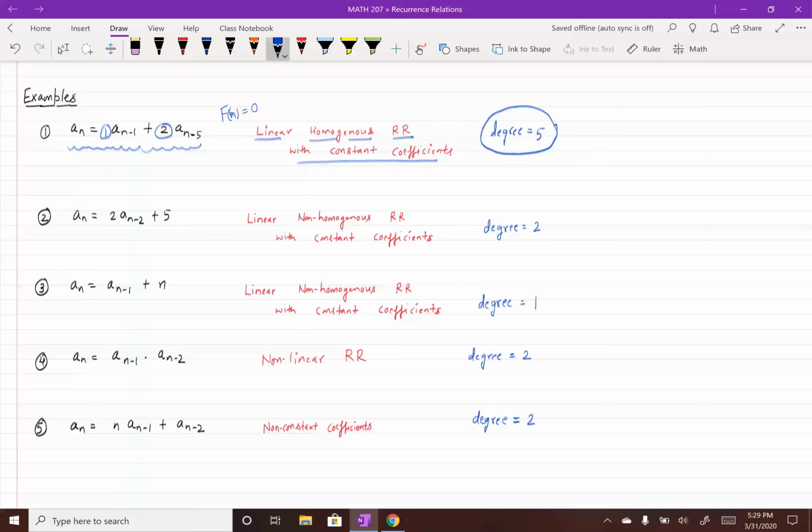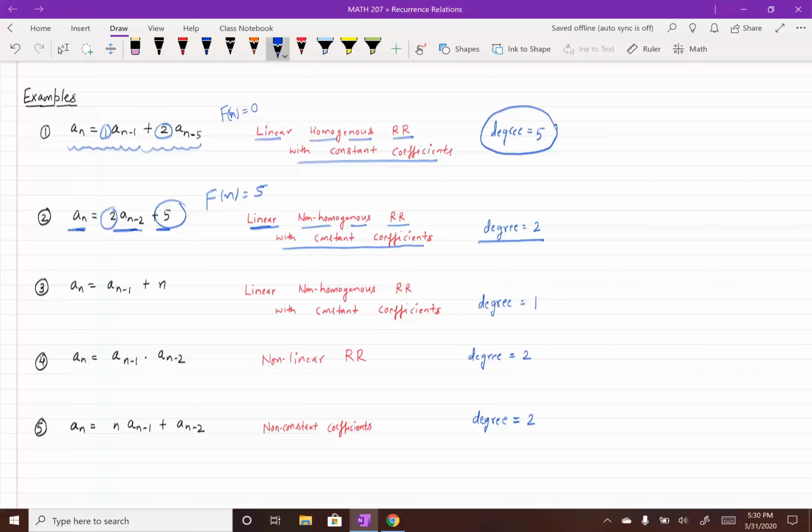In your second example, when you write a of n equal to 2 times a of n minus 2 plus 5, now you have a non-homogeneous term here, f of n equal to 5. But still you have a linear recurrence relation with constant coefficients. So this is an example of a linear non-homogeneous recurrence relation with constant coefficients, and the degree of this recurrence relation is 2.